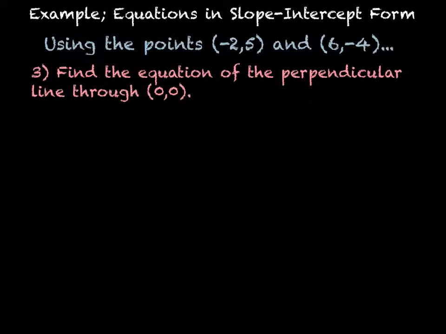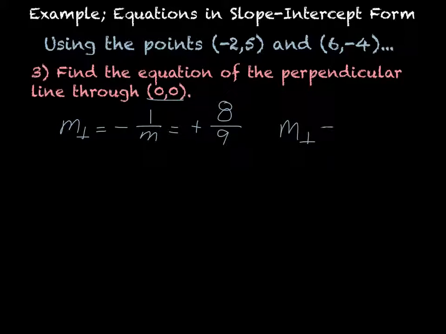And the next one here, we want to do the same thing, except we want to find the perpendicular line through 0, 0. So we need to recall that m perpendicular equals negative 1 over m. So opposite inverse. Well, my original was a negative, so now we're going to have a positive, and then if I flip my fraction, the 8 will be on top, the 9 will be on bottom. So m perpendicular is going to equal 8 over 9.